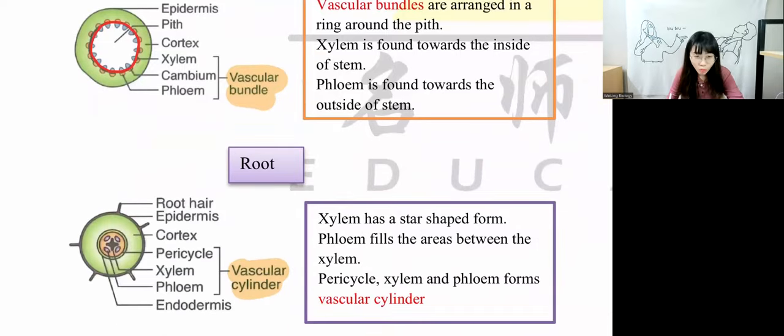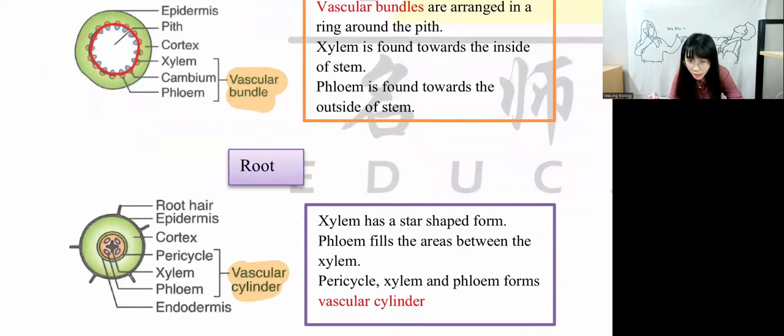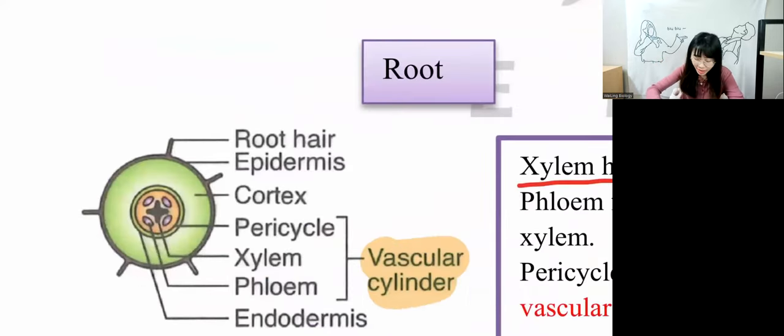Yeah? And then we have root. Root is very special. The xylem has a shape. It's called star-shaped xylem. It's a star pattern. I know it's a cross, but we don't call it a cross. We call it star-shaped. This area here is called star-shaped. Okay, it's called star-shaped xylem.